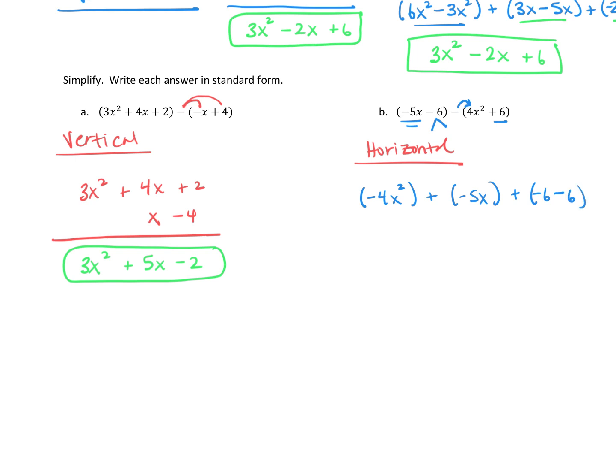All right, final answer. We'll just combine anything we can combine. The negative 4x squared comes down, minus 5x comes down. Negative 6 minus 6 is negative 12. And there we go.